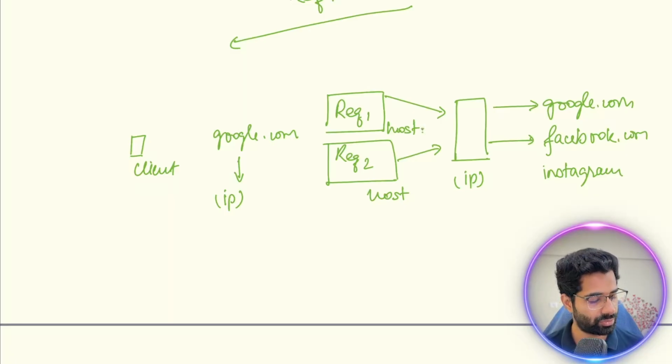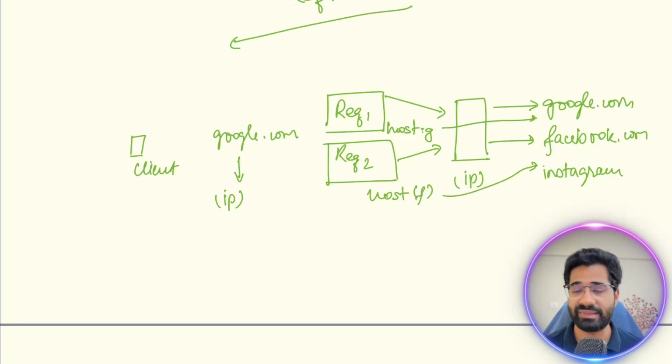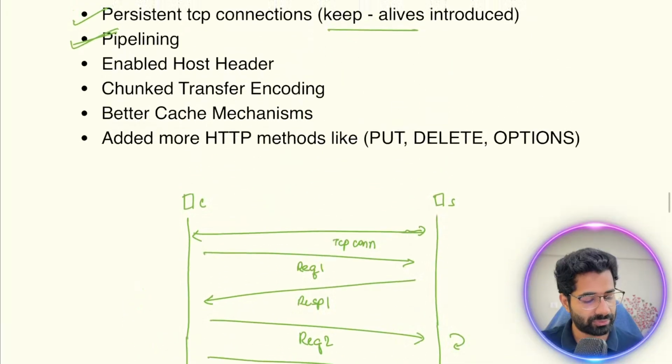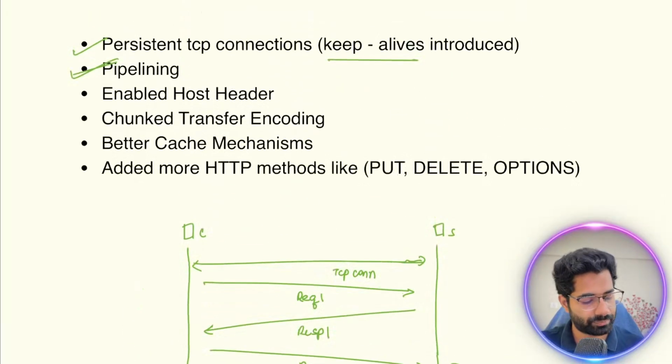So let's say if the host is Google, it will be routed to Google. If the host is Facebook, it will be routed to Facebook. So this basically enabled virtual hosting. Now your IPv4 addresses were used in a better way, because multiple resources could share your IPv4 address, that is your public IP. Okay, so this was one of the important items of HTTP 1.1.